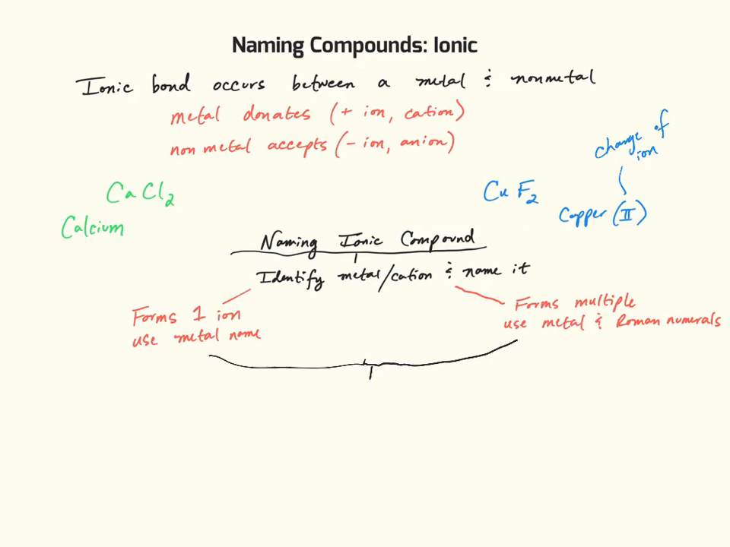is going to be identify the nonmetal, and that's going to be our anion, and name it. Okay, so this part's a lot simpler. Really all we have to do here is take that nonmetal and we just change the ending to "ide."